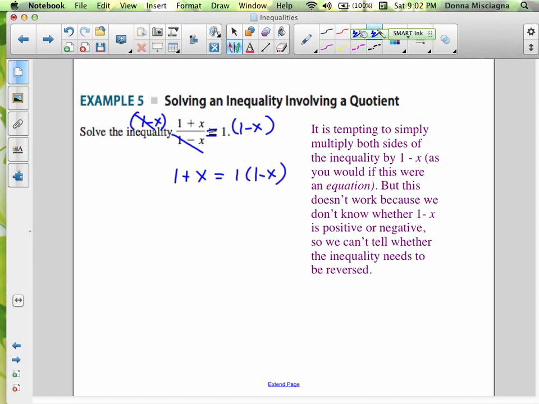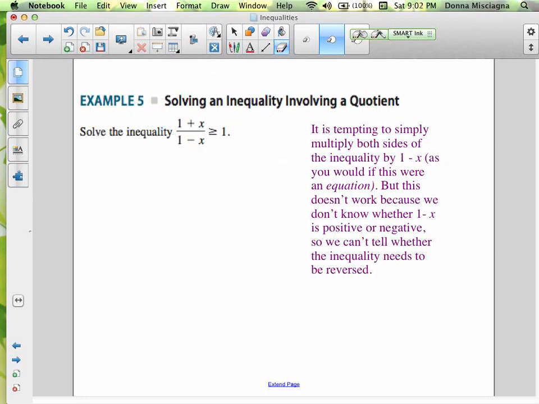No problem. And it might be tempting to simply multiply both sides of the inequality by 1 minus x, as you would if this were an equation. But this doesn't work, because we don't know whether 1 minus x is positive or negative. It depends what x is. So we can't tell whether the inequality needs to be reversed. With an equation, there's nothing to reverse. With an inequality, if we multiply or divide by a negative number, we need to reverse the direction of the inequality. So we're going to have to solve this a different way.